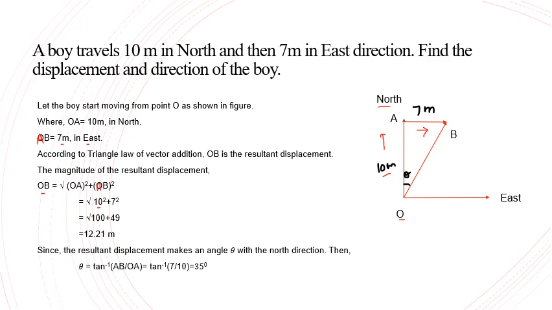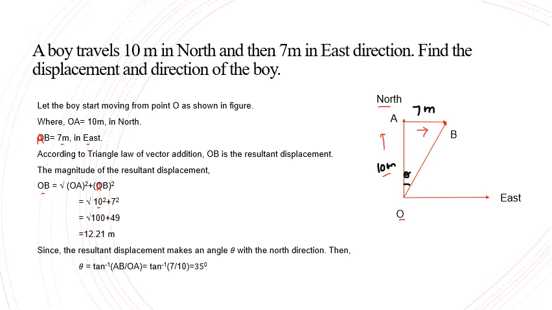AB is 7. So the square root of 100 plus 49 is the square root of 149. Taking the square root, you will get 12.21 meters. So this is the magnitude of the resultant displacement.